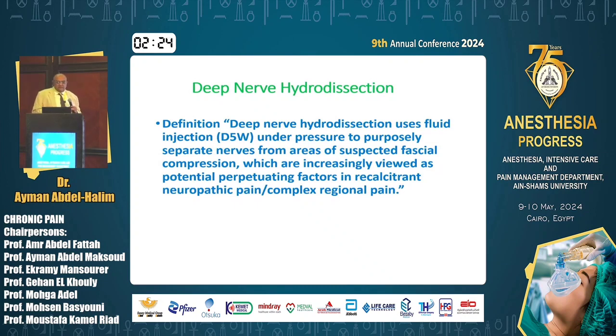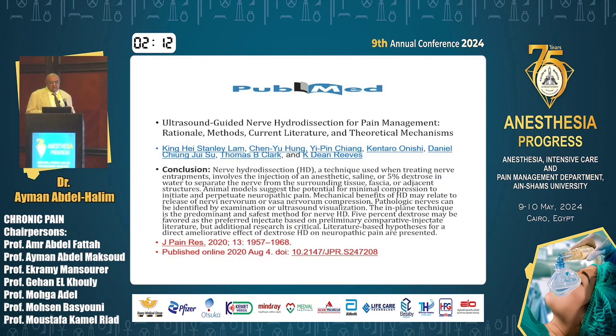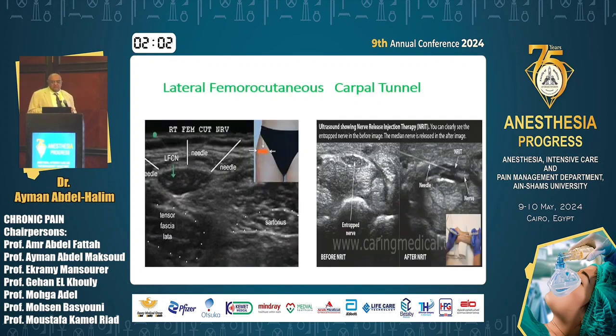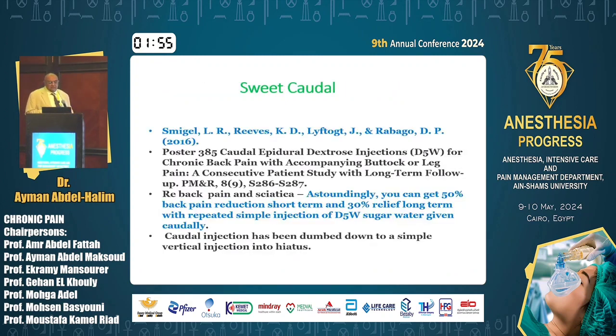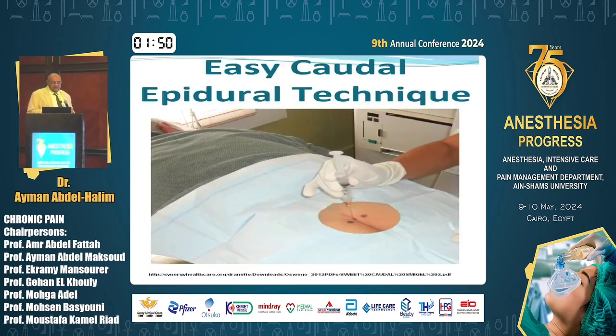Deep nerve hydrodissection usually needs ultrasound to get to the nerves and inject the D5W there. The theory behind it is you release the nerves from the adhesions around them. And this is just to give you some literature from PubMed. Lateral femoral cutaneous neuralgia, meralgia paresthetica, or carpal tunnel, done under ultrasound guidance. Caudal, you can even do with the landmark technique. You don't need anything for that one.